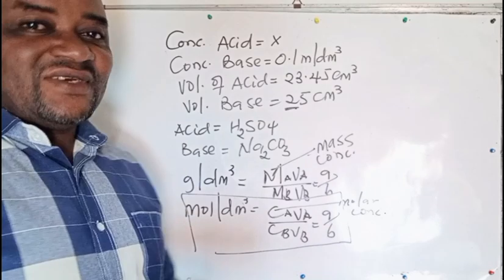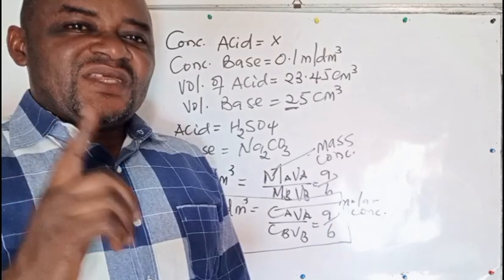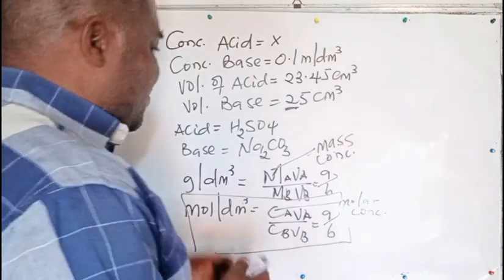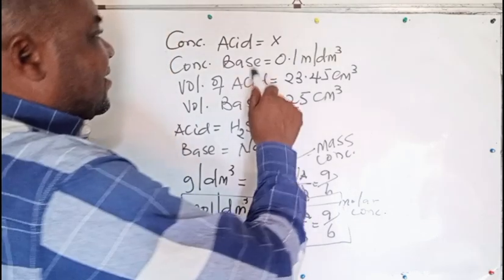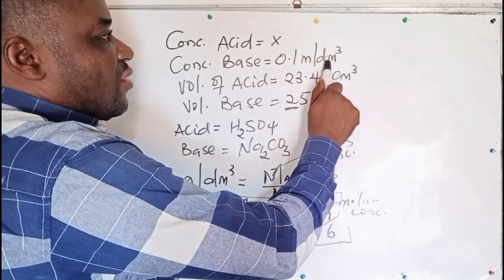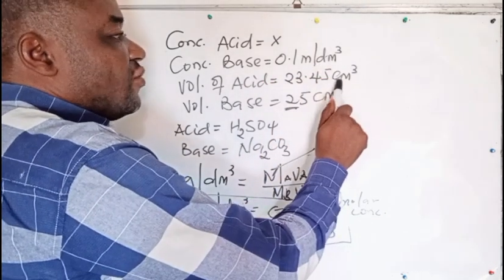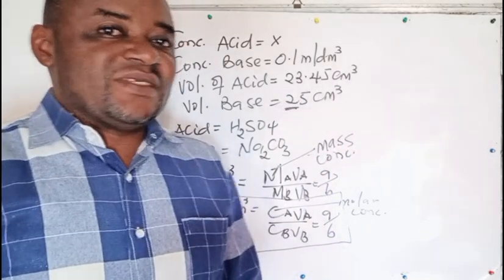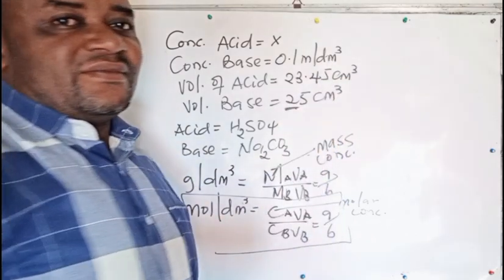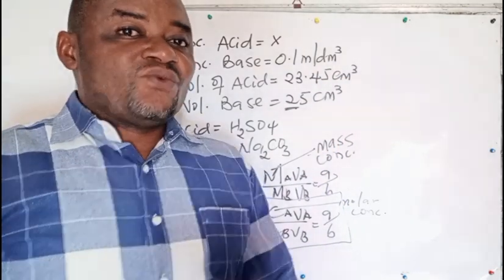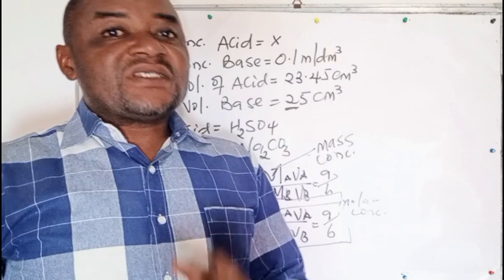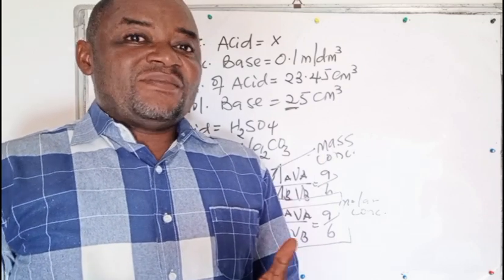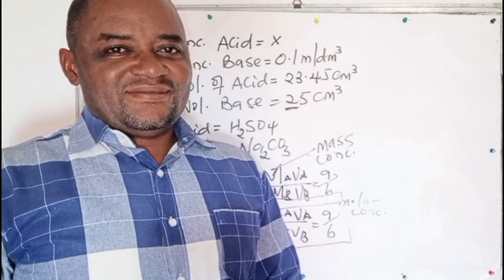That is the molar concentration. But there's something important, something striking, that we must note. If we are using the molar concentration, remember that the base is in molar concentration. Therefore, we are not using cubic centimeters. We have to convert them from cubic centimeters to what? dm³. And by doing that, 1 dm³ is equivalent to 1,000 cubic centimeters. So to convert them, we would simply divide by 1,000.